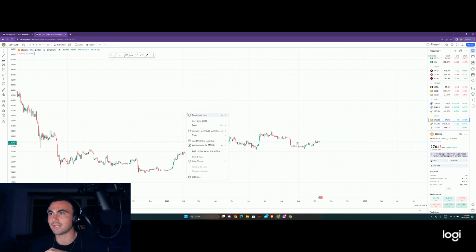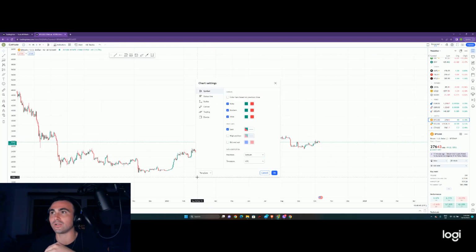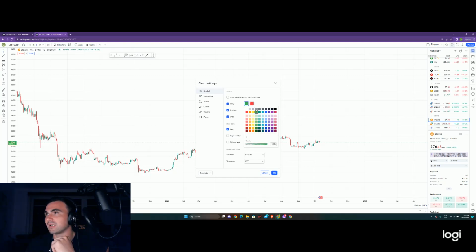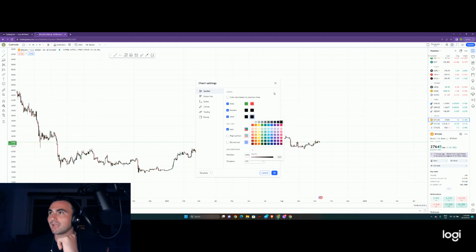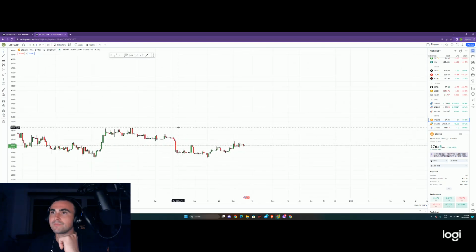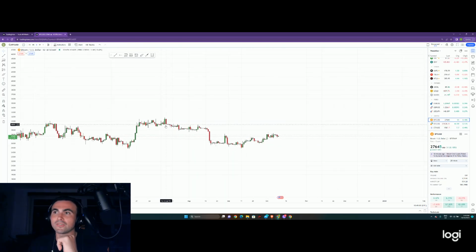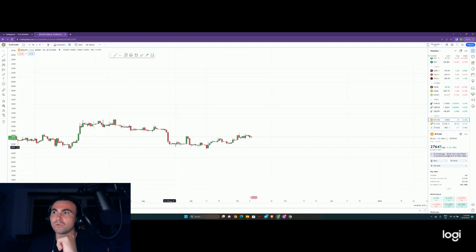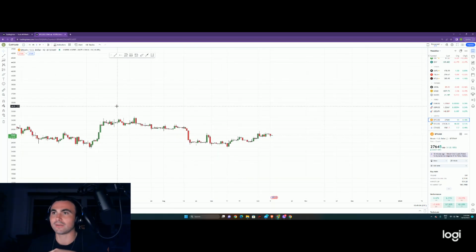So I'm going to right click, go down to settings, and I urge all of you to follow me. I will change the body to, let's say, a nice looking green. I'll keep it red. I will change the borders to black for both candles. I will also change the wicks to black for both candles. So notice how when we zoom in, we have a much more precise open and close. We also have much more detailed wicks.